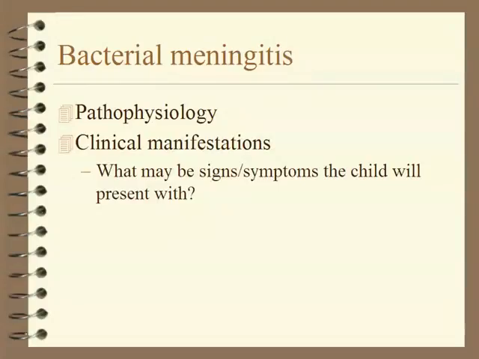So what are some of the clinical manifestations or signs and symptoms that we might see the child present with? In younger children, a lot of it's going to be going back to some of those signs and symptoms of increased intracranial pressure, because that's what really is happening here. We're having an inflammation. We may start to see irritability, high-pitched cry, bulging fontanelle.